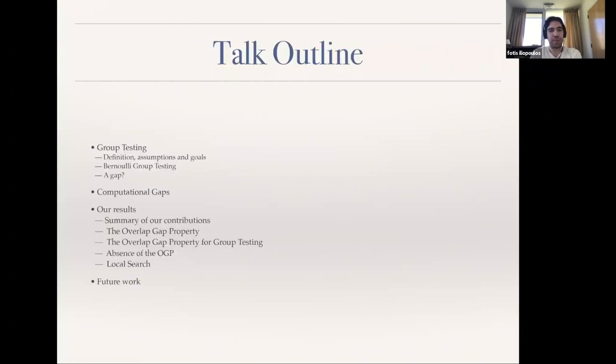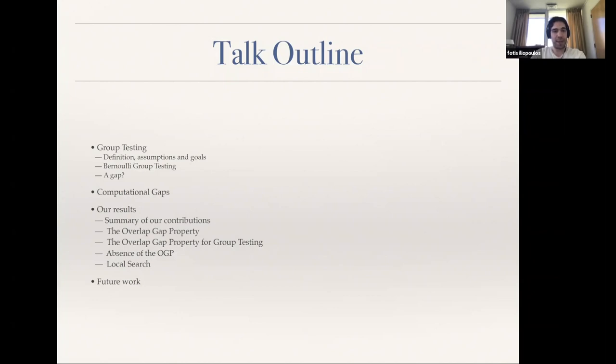I will start by telling you what the group testing problem is and what equation we studied with Elias. Then I will do a small parenthesis and tell you a bit about computational gaps in random models more broadly, to show you a bit about this kind of direction that you may or may not have seen before. Then I will come back to our results and try to explain what we did. And then by the end, I will talk a bit about future work.